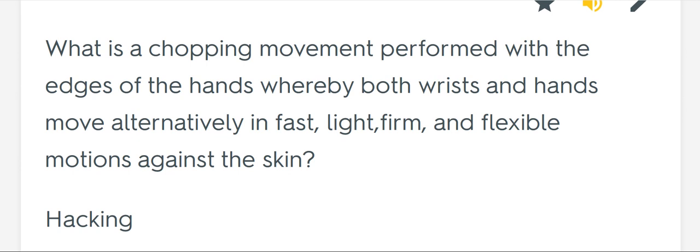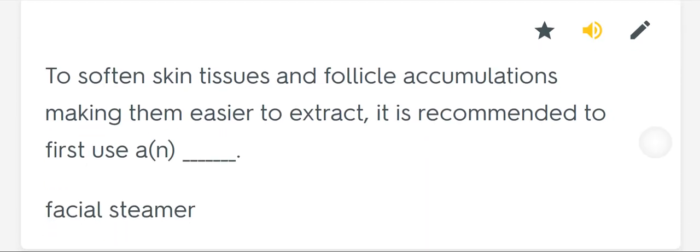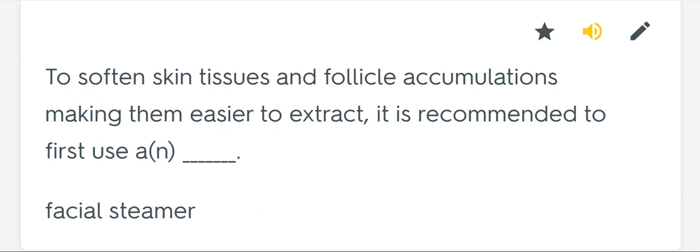What is a chopping movement performed with the edges of the hands whereby both wrists and hands move alternatively in fast, light, firm, and flexible motions against the skin? Hacking. The point over a muscle where pressure or stimulation will cause contraction of the muscle is the blank. Motor point. To soften skin tissues and follicle accumulations, making them easier to extract, it is recommended to first use a blank. Facial steamer.